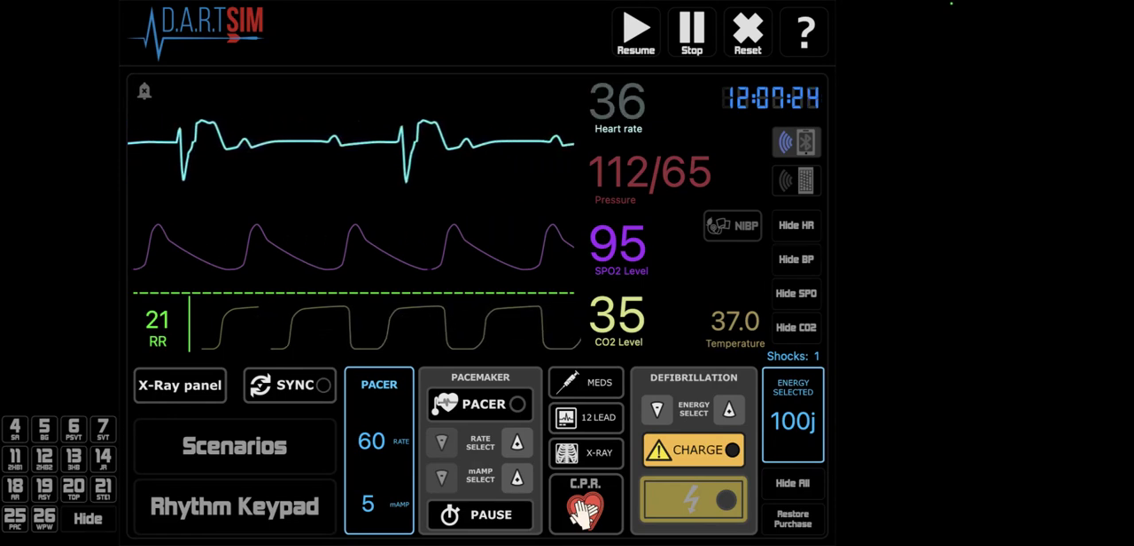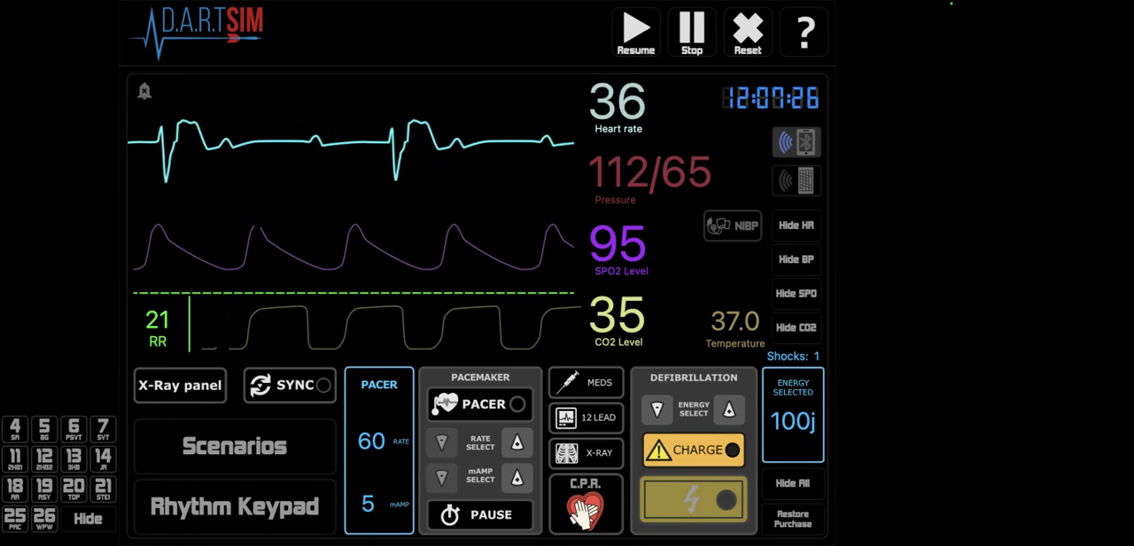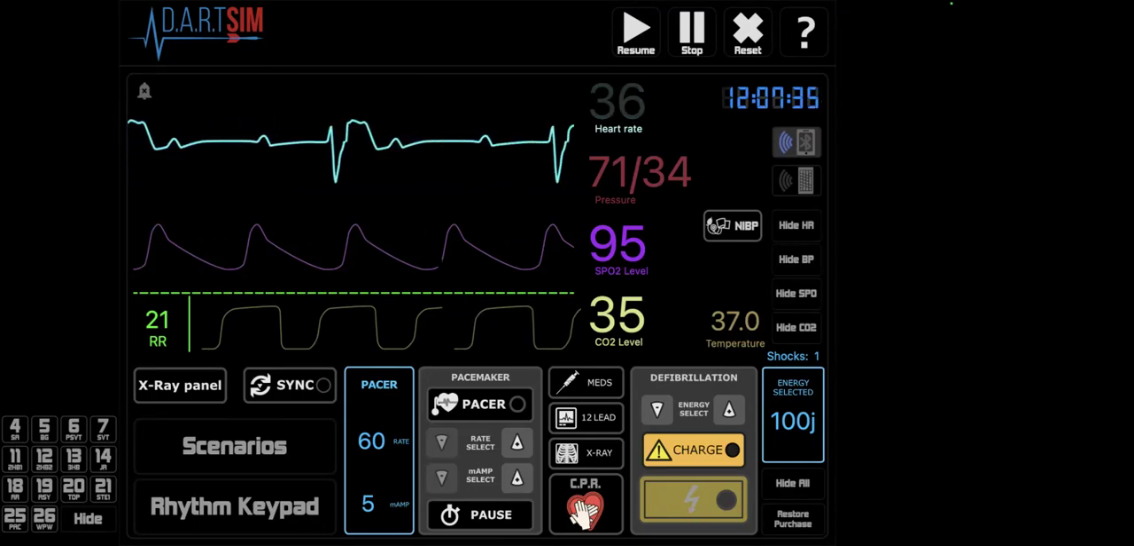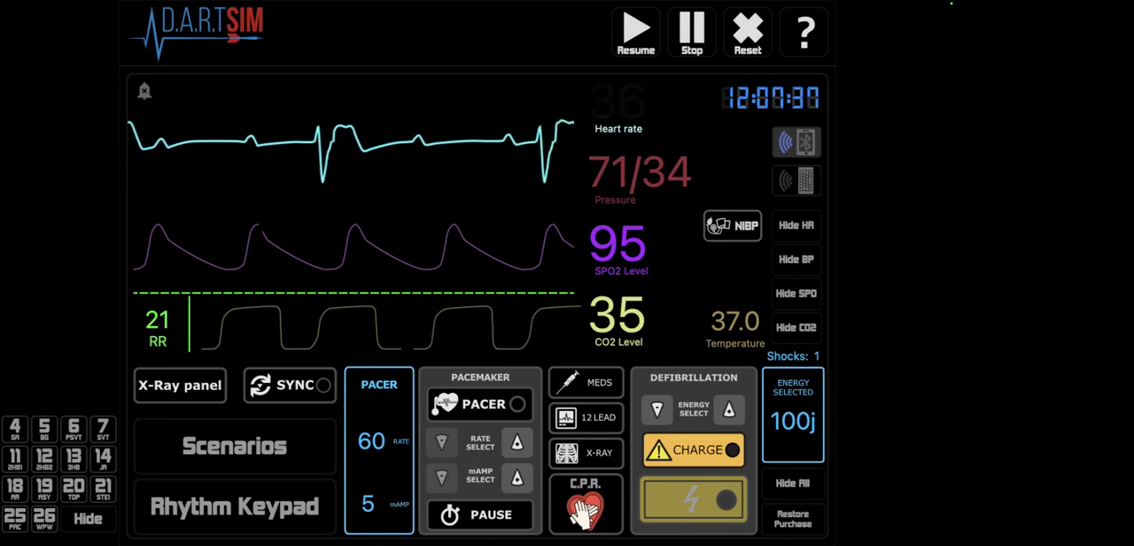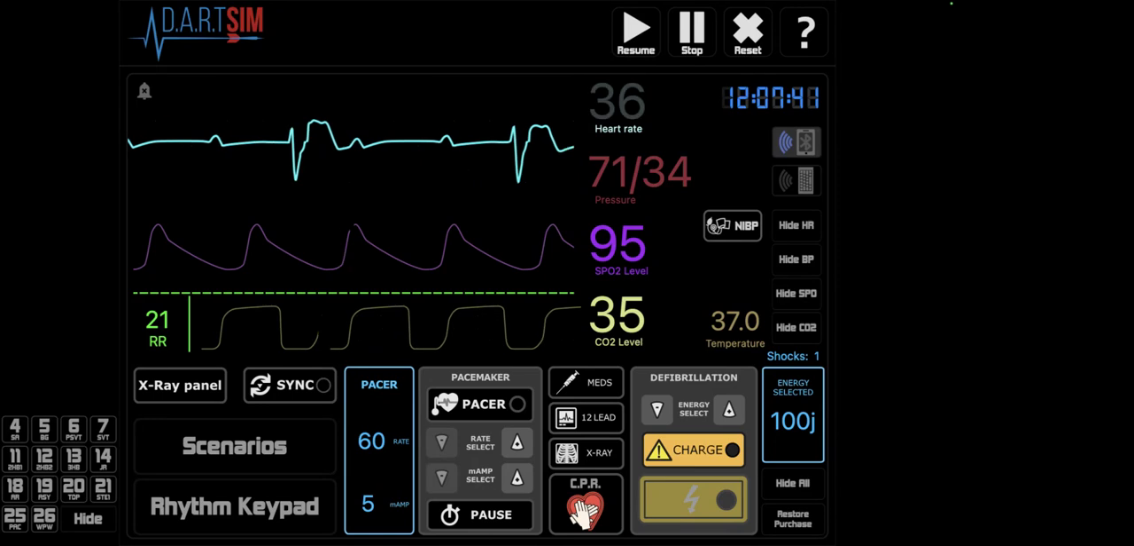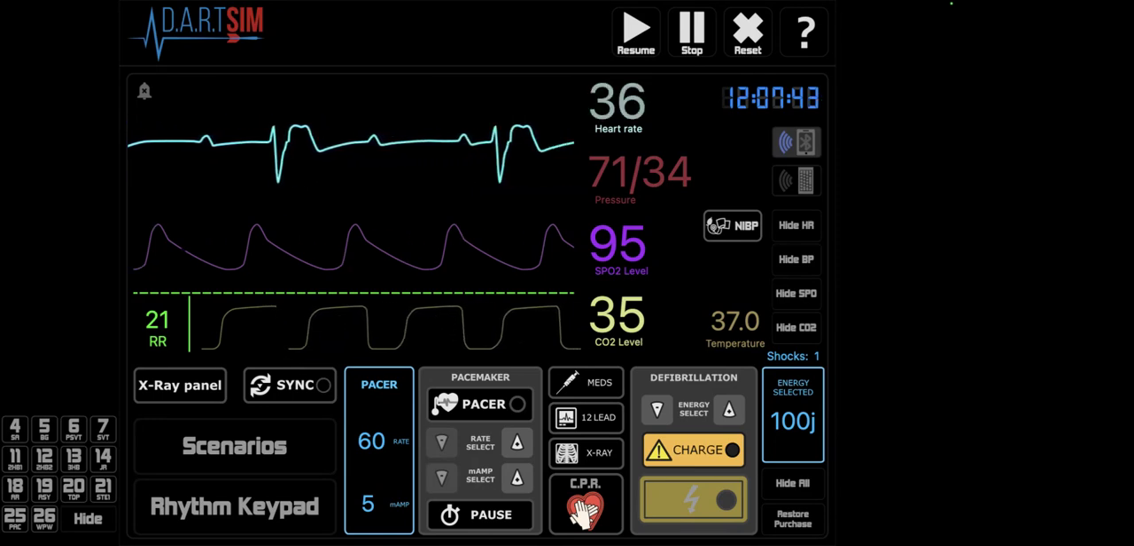See that their saturation is okay for now. So I look at my patient and he has 2 liters nasal prongs on. So I'm going to leave that 2 liters. And I'm also concerned now when I see that low blood pressure. So this patient is unstable.